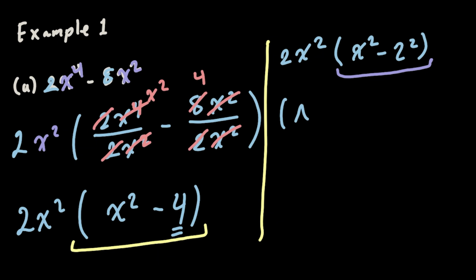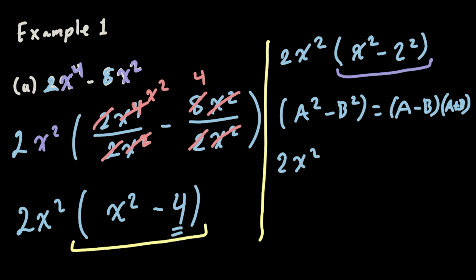If we have a squared minus p squared, it is nothing but a minus p multiplied by a plus p. So we'll just apply this formula. We'll get 2x to the power 2 multiplied by x minus 2, multiplied by x plus 2.